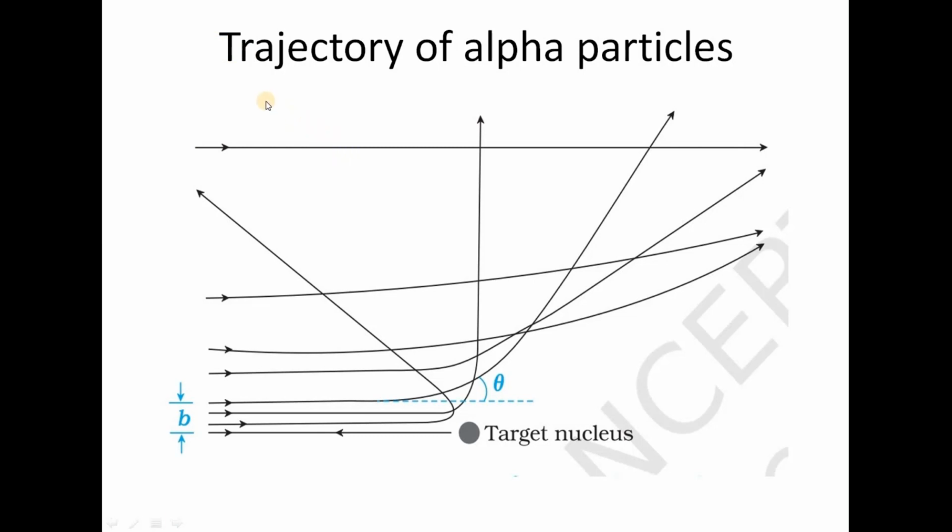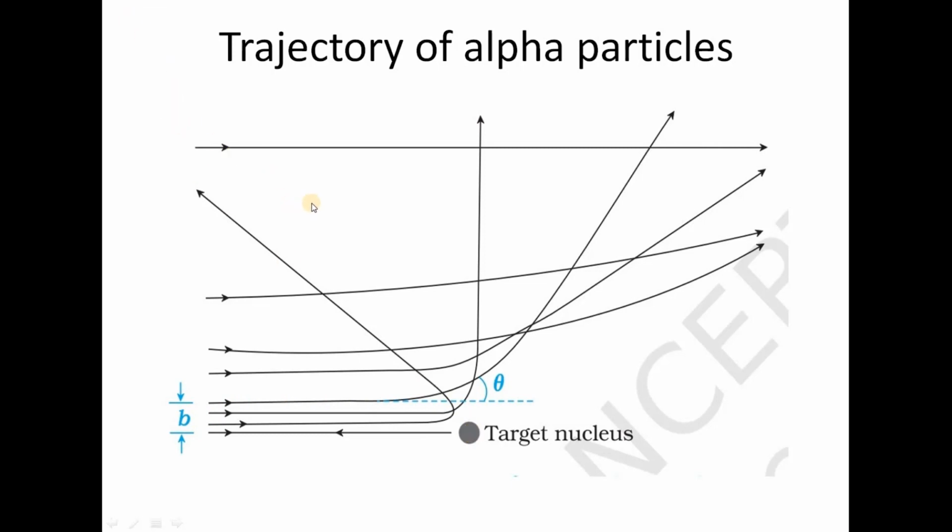As we can see in the picture, this is the target nucleus. These are all a number of alpha particles which are projected towards the target nucleus. The trajectory of alpha particles depends on a quantity called impact parameter. It is represented as b. Impact parameter is nothing but the perpendicular distance between the initial velocity vector and the center of the nucleus. Trajectory depends on impact parameter.